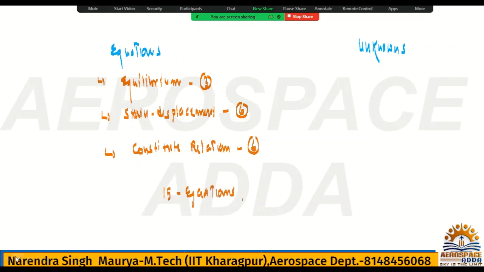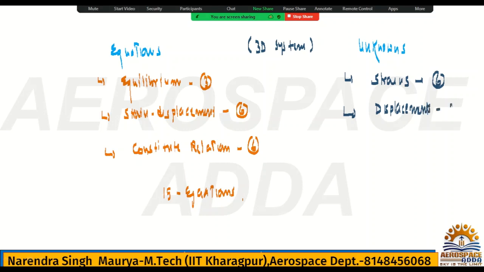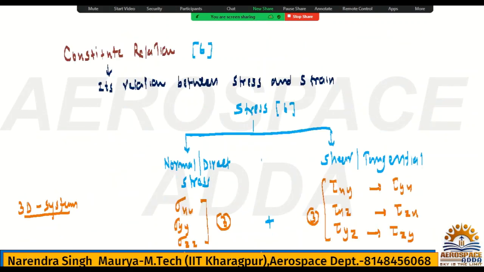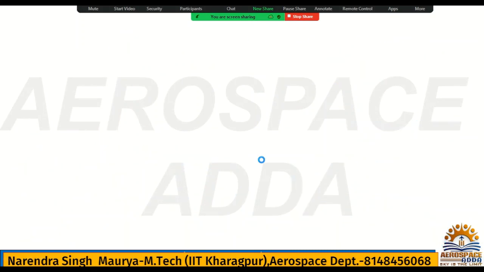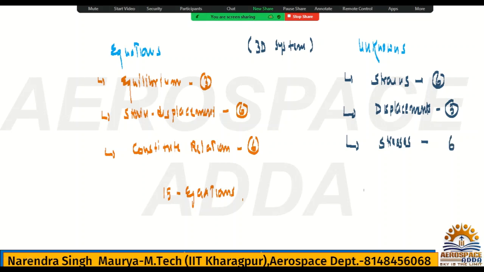Now coming to the unknowns. How many unknowns do we have? Total number of strains: we have 6 strains. For any geometrical body in the 3D system, you need to calculate 6 strains. Similarly, how many displacements do you need to calculate for the 3D system? It is 3. And how many stresses? I have just shown you, 3 plus 3, 6 stresses. So the total number of unknowns is 15.